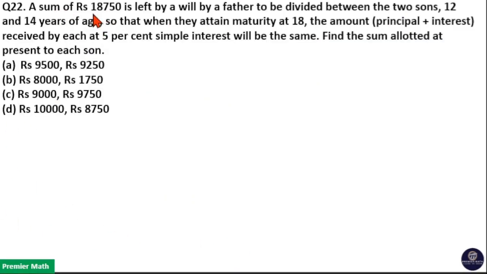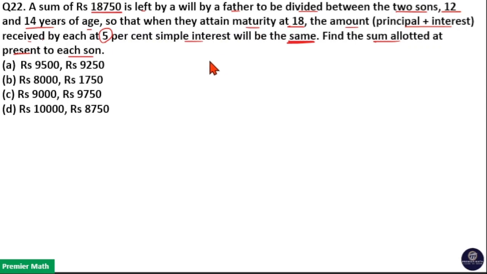A sum of rupees 18,750 is left by a will by father to be divided between two sons of 12 years and 14 years of age, so that when they attain maturity at 18 years, the amount, that is principal plus interest, received by each at 5% simple interest will be same. Find the sum allotted at present to each son.